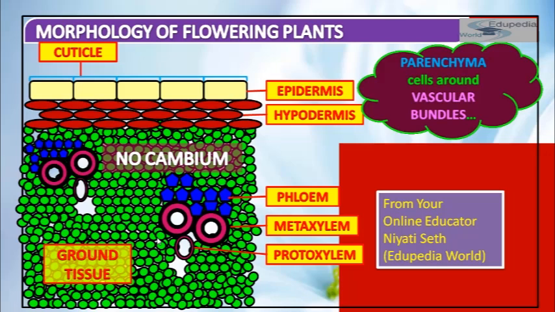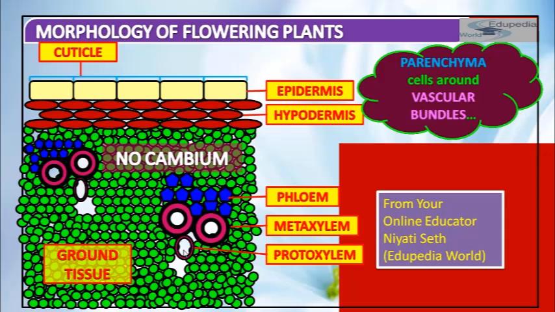The smaller bundles are younger. See, vascular bundles towards the periphery are younger, while the larger ones are older. This vascular bundle which is present near the center is older, and that's why it is larger.